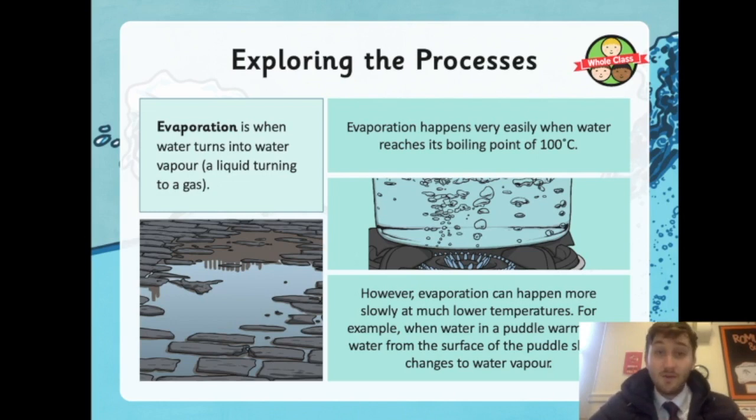And even now, when it's snowing, this is a perfect time to explore our processes. So the ice or the snow outside is the solid. Eventually it will melt and turn into water, and after that it will then evaporate into the gas.